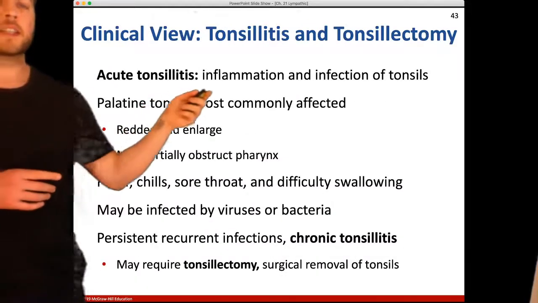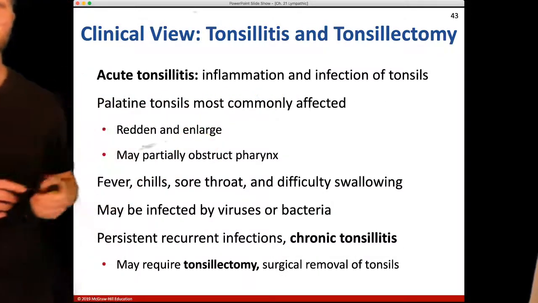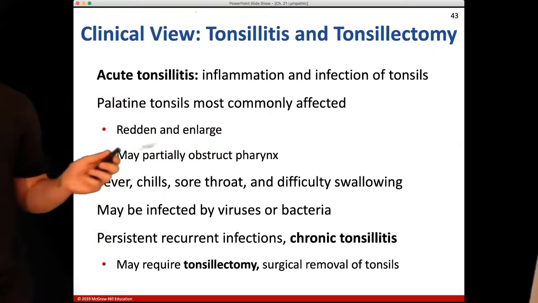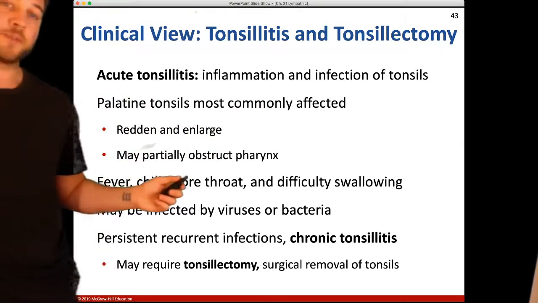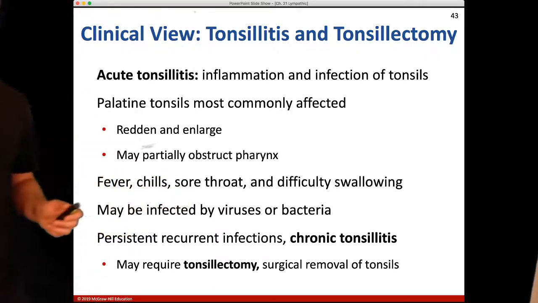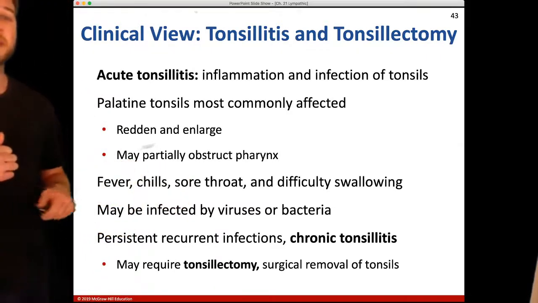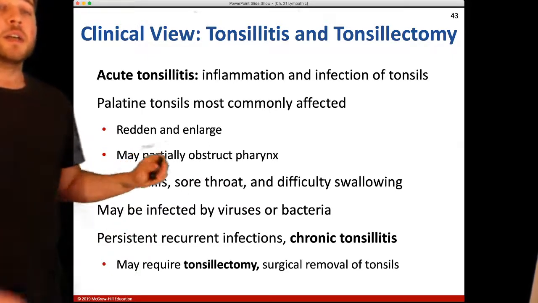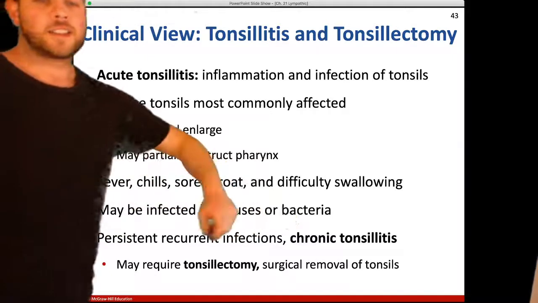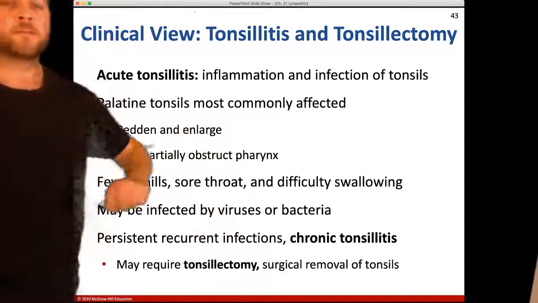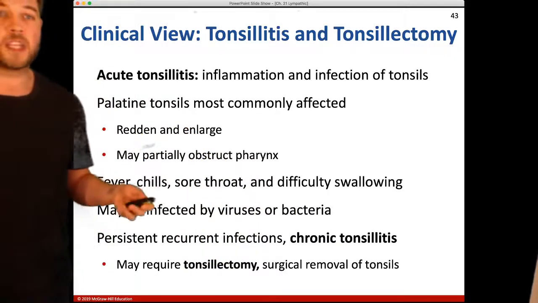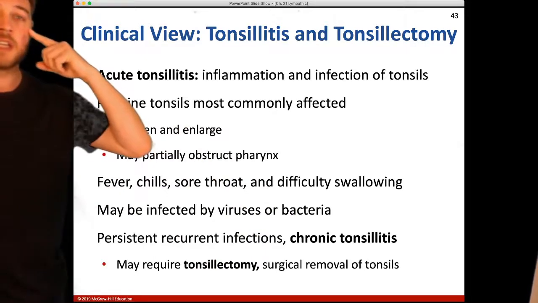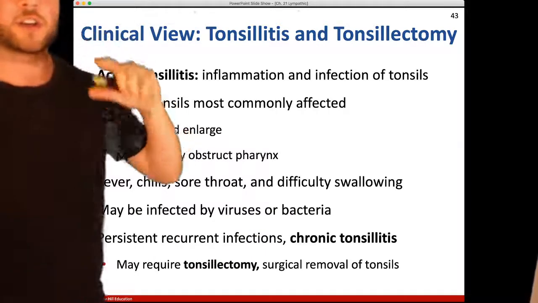Acute tonsillitis is an inflammation and infection of the tonsils. The palatine are most commonly affected. They can redden and enlarge, maybe partially obstruct the pharynx. Fever, chills, sore throat, difficulty swallowing, may be infected by viruses or bacteria. Persistent recurrent infections, chronic tonsillitis, may require a tonsillectomy. A lot of people have had it. It's not that bad. The ones in the nasopharynx, your pharyngeal ones, if those are chronically enlarged, they're called adenoids.